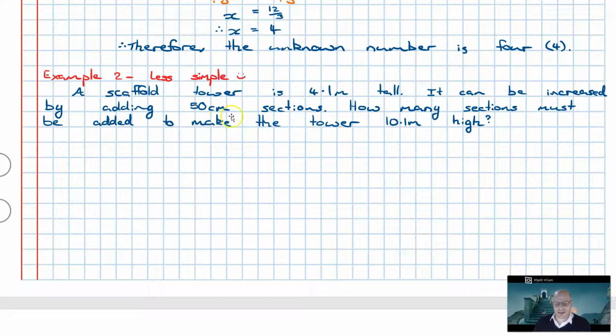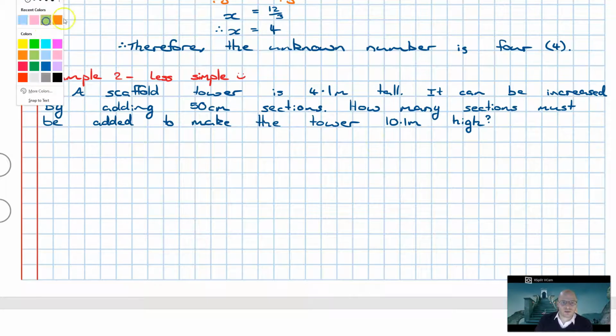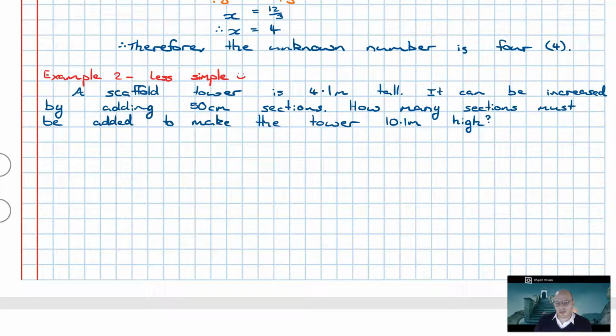We have a scaffold tower that is 4.1 meters tall. It can be increased by adding 50 centimeter sections. How many sections must be added to make the tower 10.1 meters high? So what we're first going to do is identify all the quantities within this problem. A scaffold tower is 4.1 meters tall. It can be increased by adding 50 centimeter sections. How many sections must be added to make the tower 10.1 meters high?